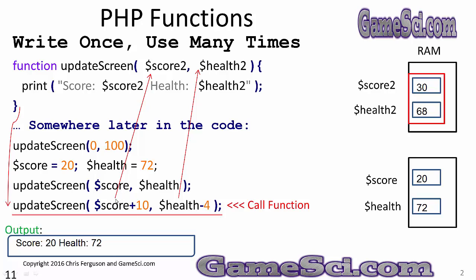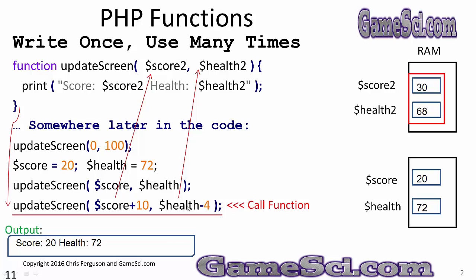So what I'm going to do is a little math. $score plus 10. Score contains a 20. I'm going to add 10 to it, make it a 30, pass it to the parameter score 2, and you can see that a 30 showed up here in the red box. There's a 30 in the variable score 2, the result of this addition.